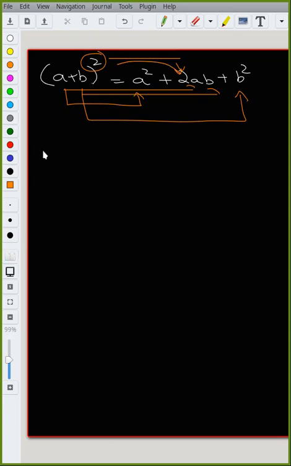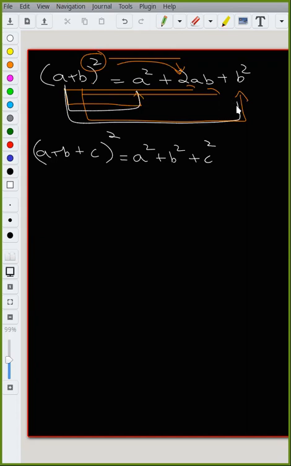Now, what if we have the same identity, (a plus b plus c), the whole thing squared? We can do the same thing as before: first the squares of the terms. So we'll do a squared plus b squared plus c squared, like what we did over here. First term squared, second term squared, third term squared. Is this clear so far?